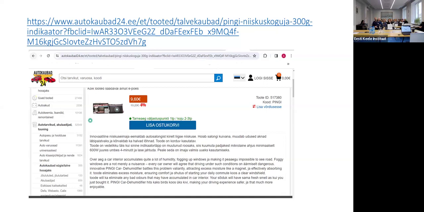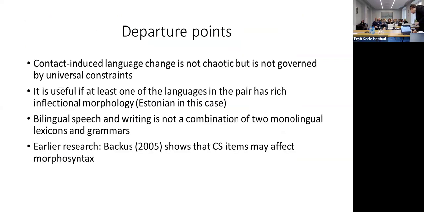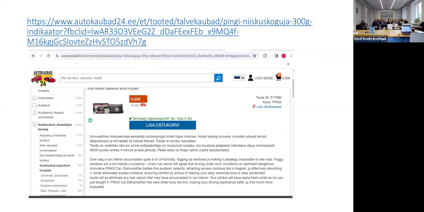So we have something like "tode eliminates excess moisture, ensuring comfort and ja ohutus of starting your daily commute, of course, a clear windshield" and so on. The text is funny. The text was available, so I copied it, I saved it. And then when I was writing the abstract for this conference, it was not available, so I indicated in the abstract it's not available. Now it's available again, so some kind of mysterious text. You can follow the link in the abstract.